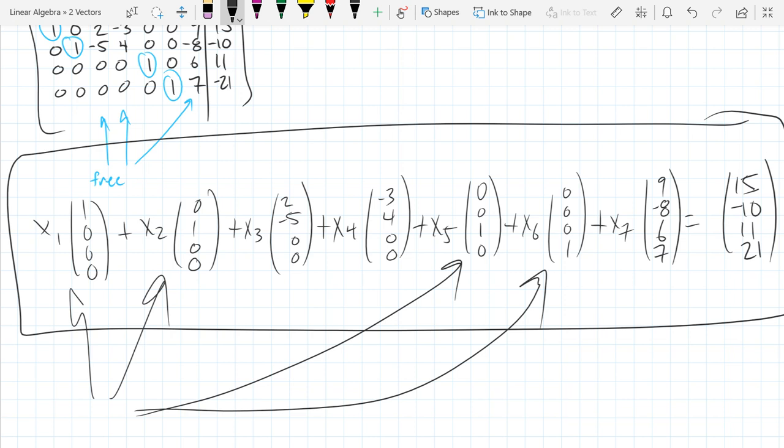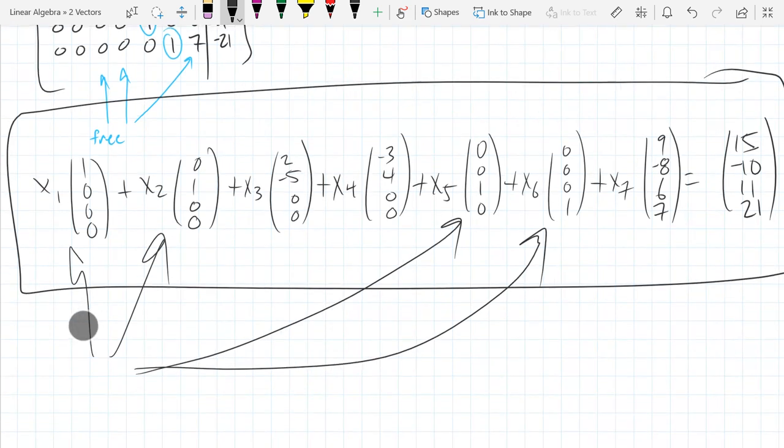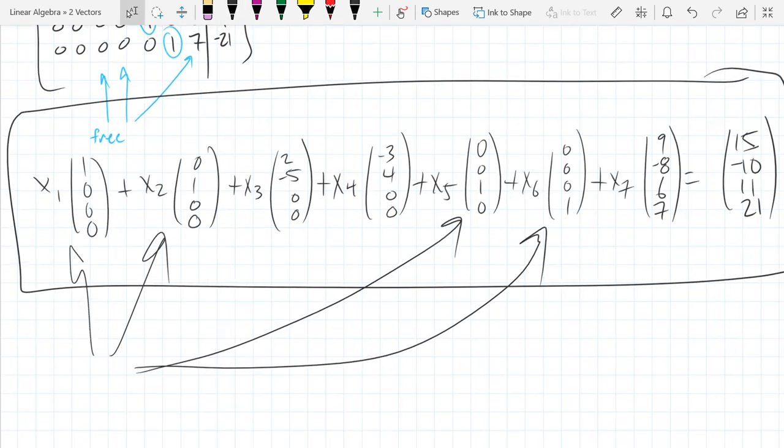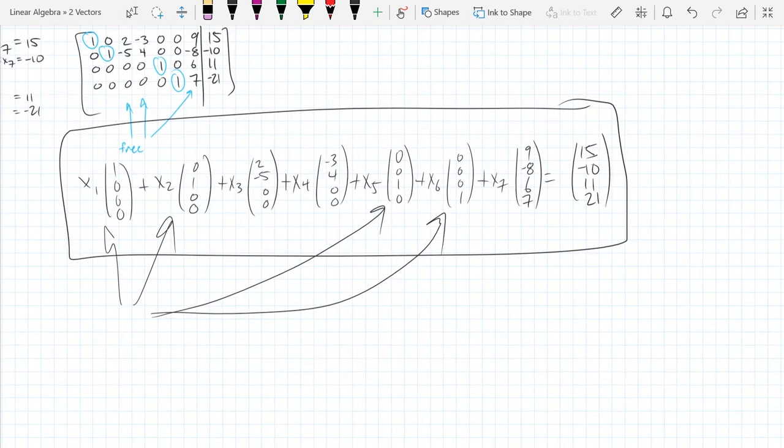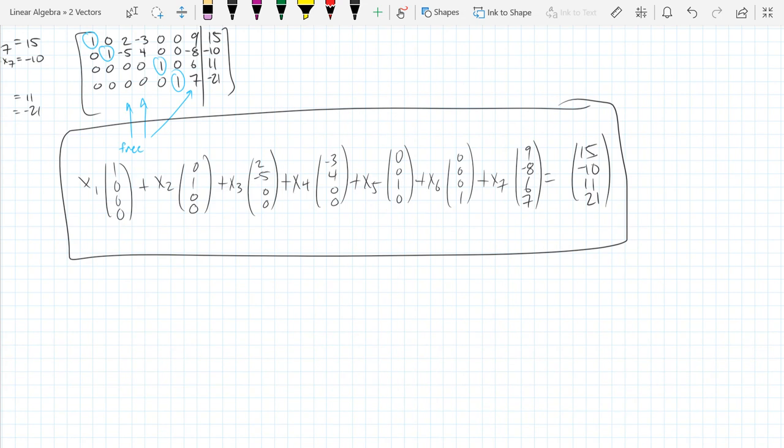So that's another way to think about free variables: there are more vectors than we need for the dimension that we're working in. We're really working in 4 dimensions here, but I had 7 vectors, and I really only need 4 of them. We'll get more into this when we look at rank, column space, and row space. So we'll break this down a little bit more later.